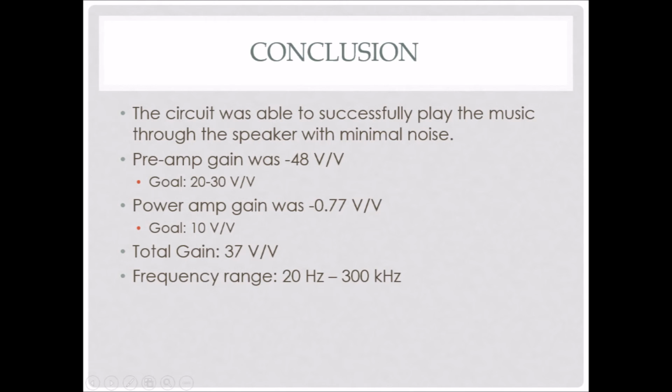So we had to increase those values, but the only resistors that we had available to us were 82 ohm power resistors, which killed the power amp gain to about 0.8 volts per volt.